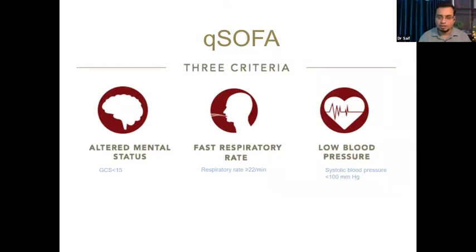So just look at the patient, whether the patient has altered mental status, GCS, that is Glasgow Coma Scale, less than 15. So that is 1 mark, 1 score. Second is respiratory rate. If it is more than 22, the patient is having tachypnea, and that is again 1. Then low systolic blood pressure, less than 100 millimeter of mercury, is also 1 more score.